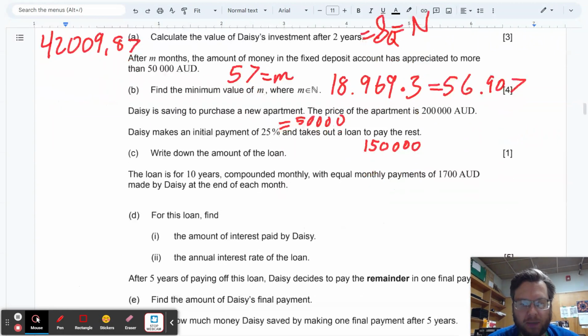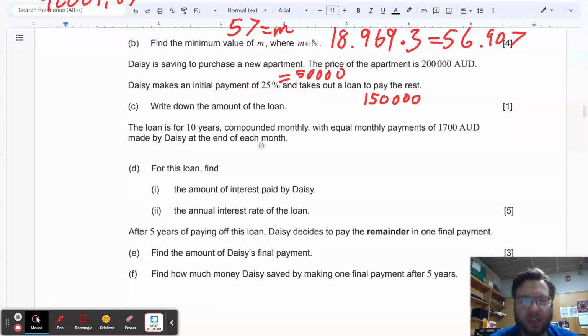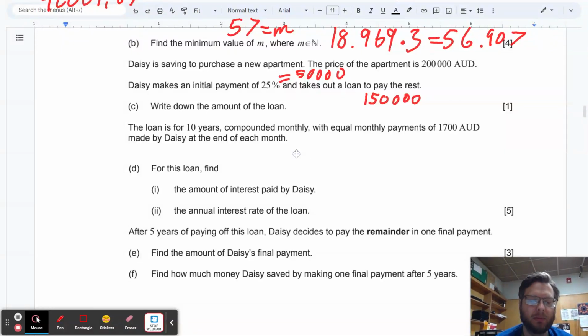Now we get a little more information about the loan. The loan is for 10 years compounded monthly. So I'm going back to my finance app. I've got 10 years compounded monthly. So that's 10 times 12, 120 months with monthly payments of $1,700.